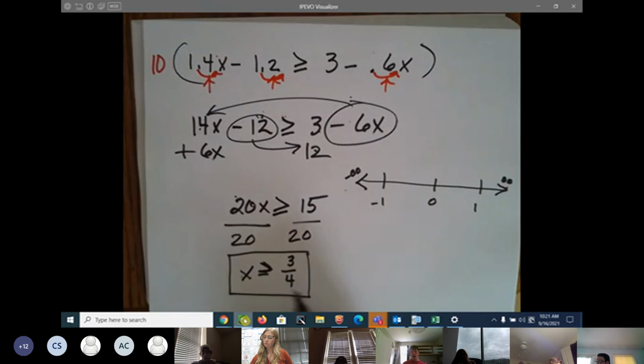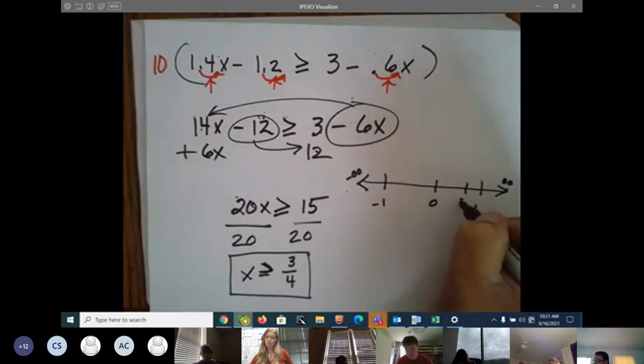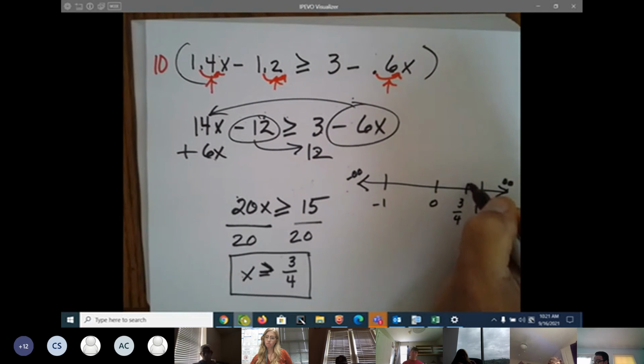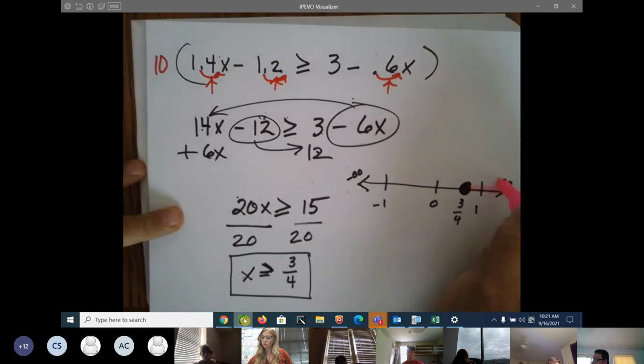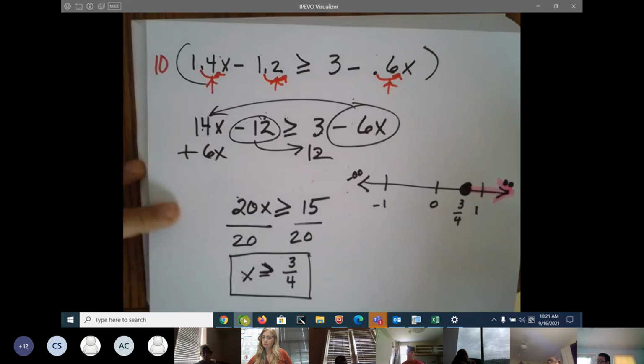And we want x is greater than or equal to 3/4, so this is 3/4. This gets a closed circle. And what numbers are greater than 3/4? Everything to the right, which includes that arrowhead right there, which is called infinity.